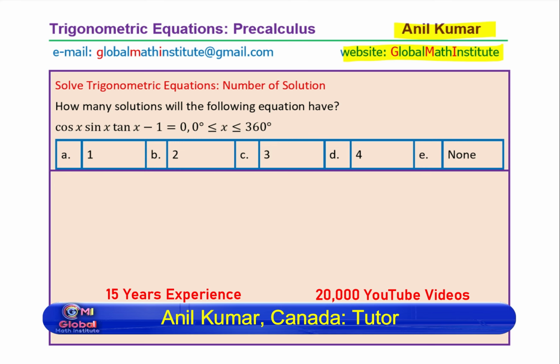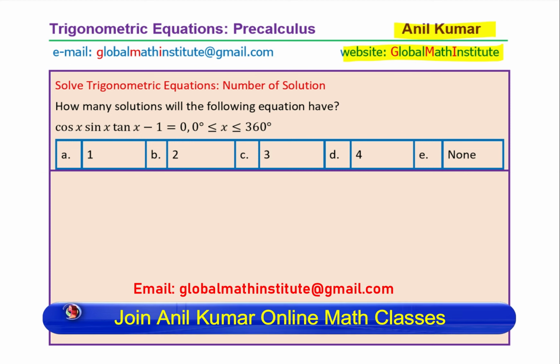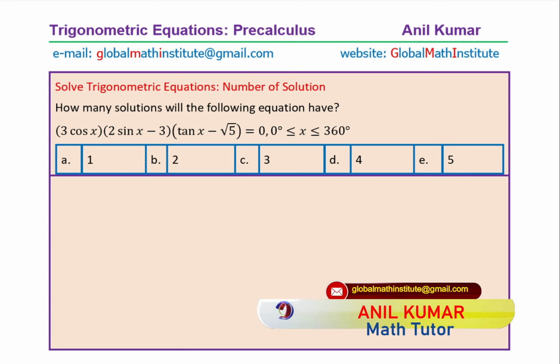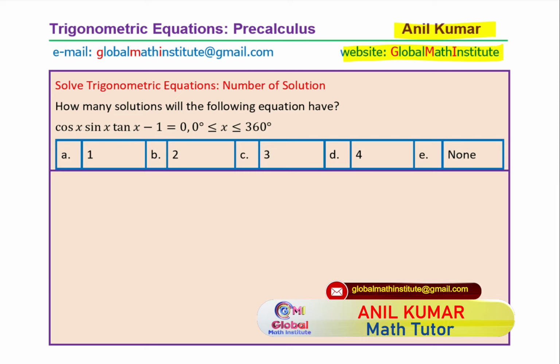In this video, we'll discuss how many solutions we have of a trigonometric equation. We'll share with you two examples. Here's the first one, and here we see the second one. These are the two examples which we are going to discuss. In the second example, the factored form is given to you. Each factor can be equated to 0, and then you can find the number of solutions within 0 to 360 degrees.